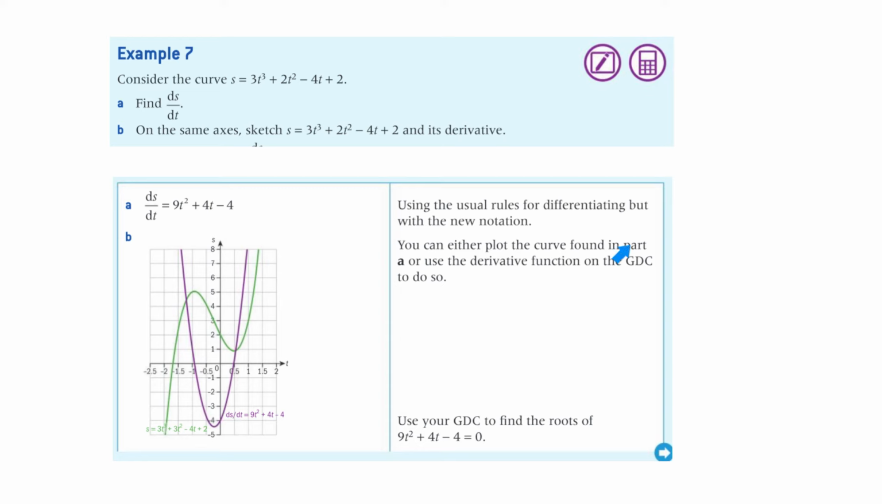And you can either plot the curve found in part A or use the derivative function on the GDC to do so. Use your GDC to find the roots of that. Okay, so to find those 2 points, you can just use polynomial tools, put that in, and you can find out what those points actually are.